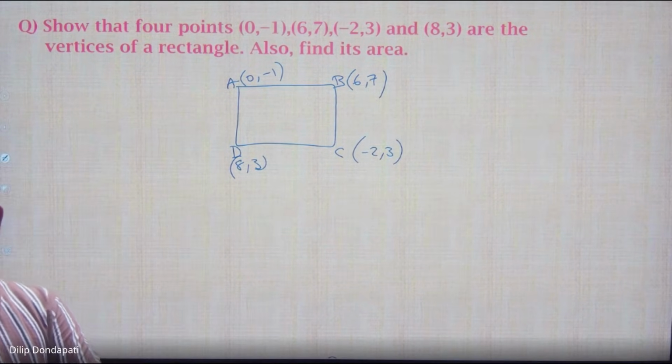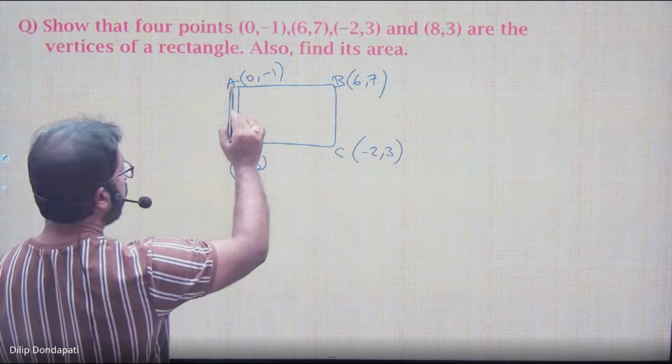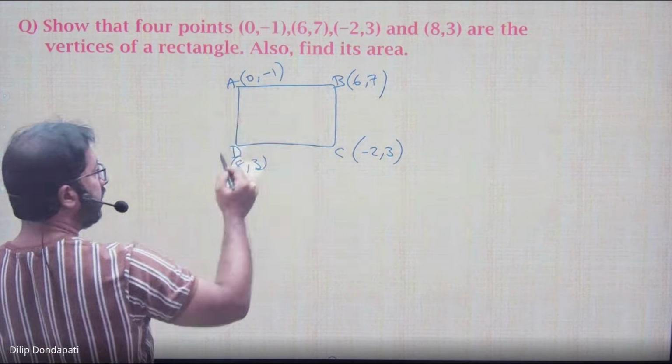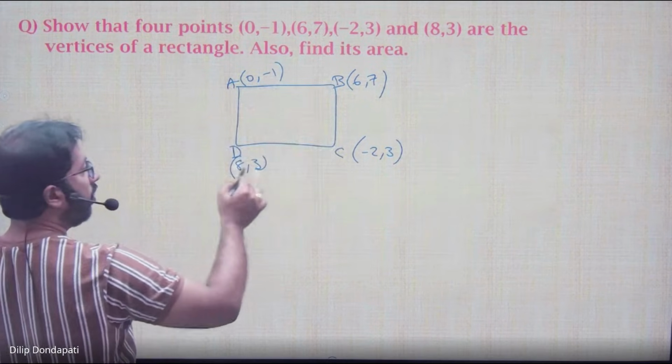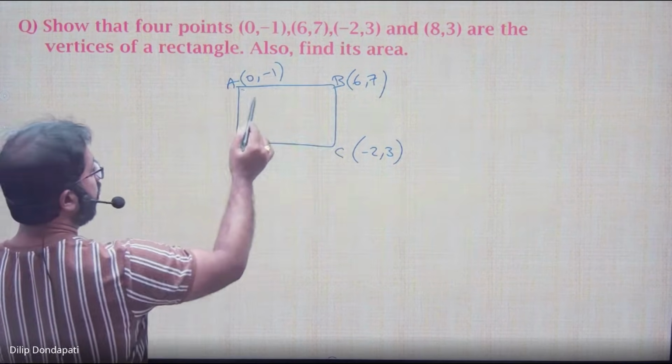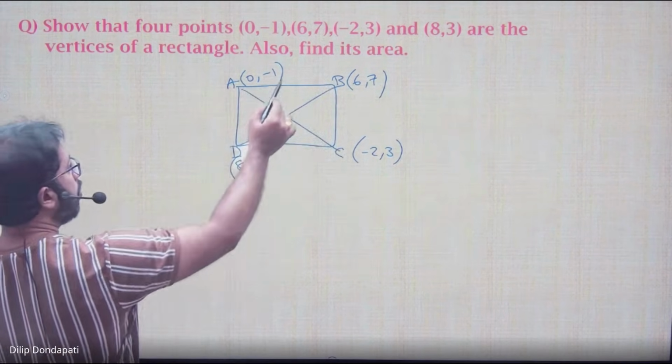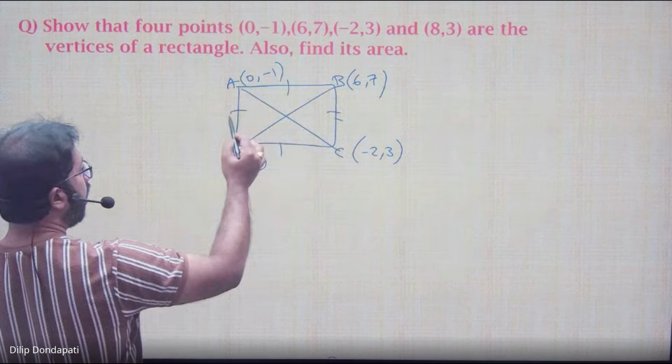Got it? All distances, AB, BC, you have to write in serial order. Some people write like this: A B C D. Not like that. Write in serial order. Then only you'll get it. And try to find the diagonals also. So opposite sides should be equal and diagonals also equal.